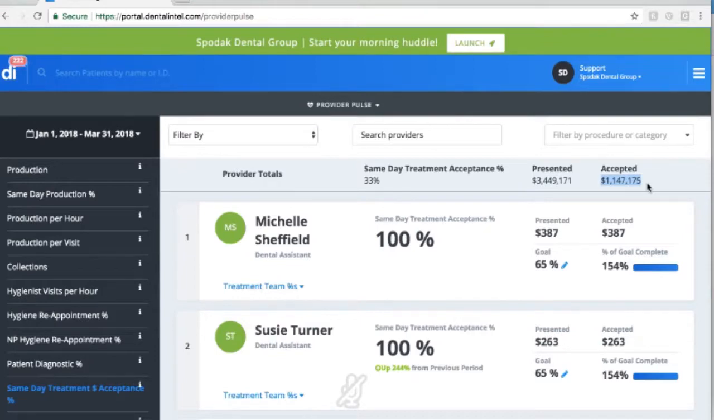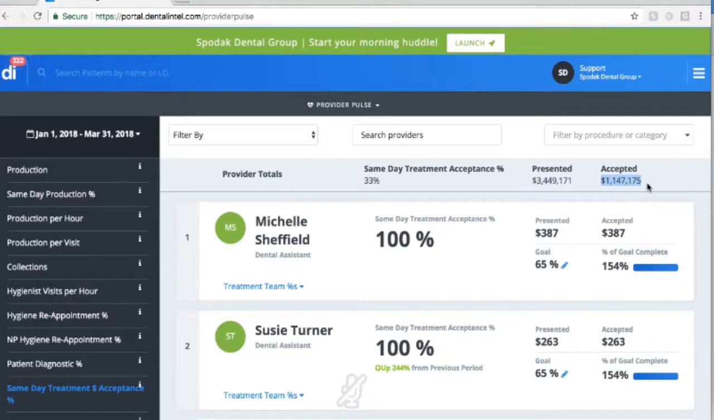So I was looking for that definition of same-day treatment acceptance. It's what was presented that day and accepted in the same appointment or within the same particular calendar day, correct? Calendar day. It might have been scheduled for next week, but we can see all this without the offices even doing anything. This is all automatic.